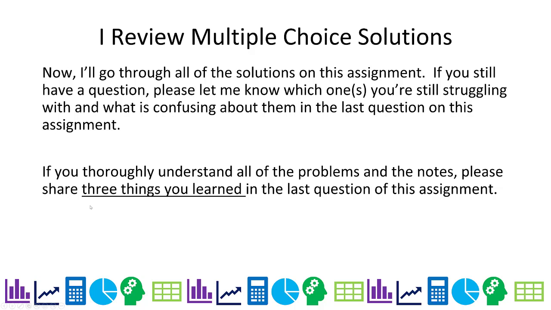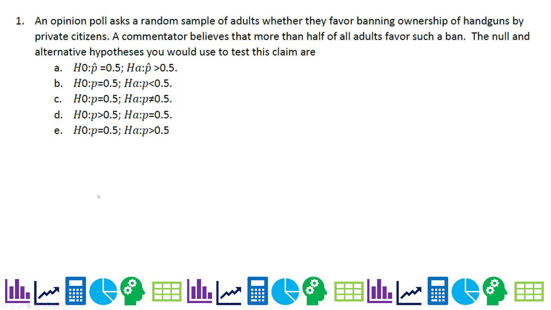Okay, so let's go through the multiple choice problems on your review for your exam on hypothesis test for proportions. An opinion poll asks a random sample of adults whether they favor banning ownership of handguns by private citizens. A commentator believes that more than half of all adults favor such a ban.